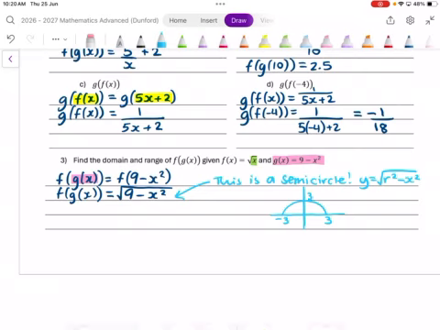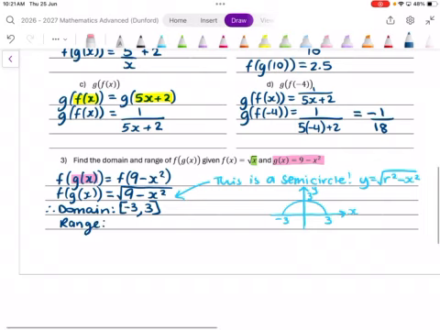So remember, our domain is all about our x values. The x values of this semicircle go from negative 3 to 3. Our range of our semicircle is the y values, which is 0 to 3.